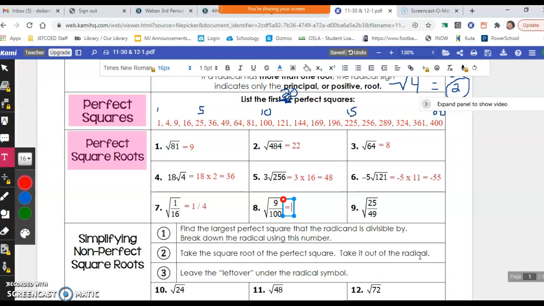Okay, square root of 9. 3 over square root of 100. 10. Pretty simple. Okay. All right. Square root of 25 over 7.